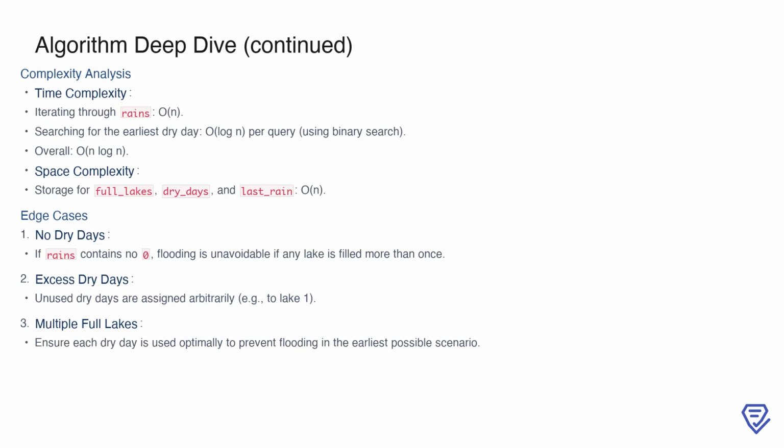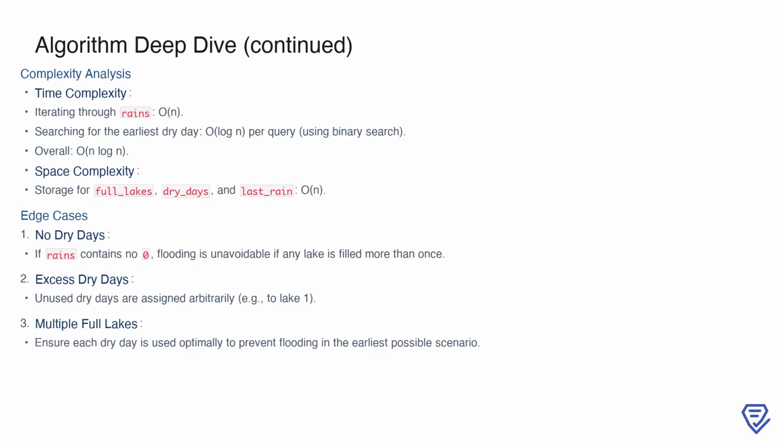The algorithm is efficient both in terms of time and space complexity. The main loop processes each day in the rains array, which takes n time. For each rainy day, searching for the earliest dry day using binary search takes log n. Since we perform this search at most once for each rainy day, the overall time complexity is n log n. The space complexity is linear, n, due to the storage required for the full_lake set, the dry_days list, and the last_rain dictionary.